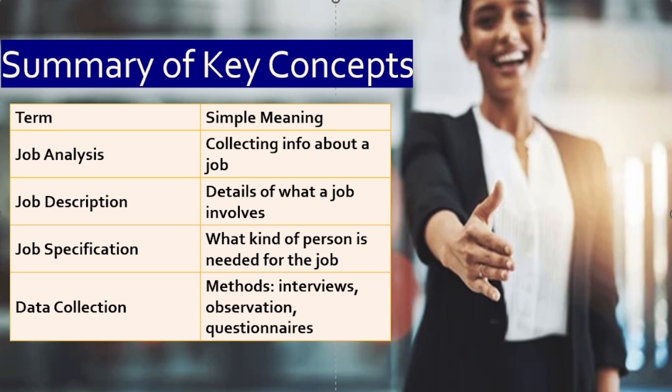Key summary: a summary of the key concepts we have learned in this chapter. We have talked about job analysis, job description, job specification, and data collection. Job analysis: collecting information about a job. Description: the details of what the job involves, again and again I'm talking about this. Specification: what kind of person is needed for the job. Data collection methods: interviews, observation, questionnaires.